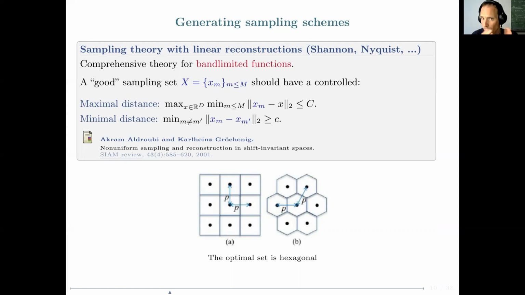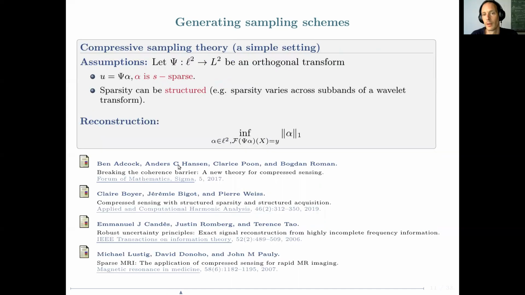And if you follow these simple rules, what you realize is that the optimal sampling pattern is not the Cartesian grid, as one may think, but rather the hexagonal grid, which paves the k-space more uniformly. Okay, this is the theory for linear reconstruction.